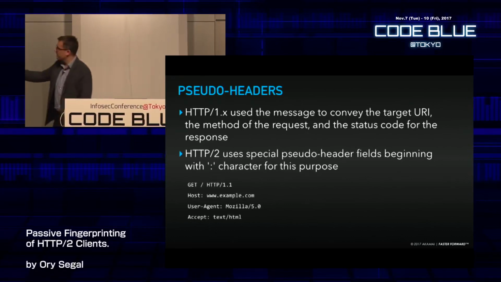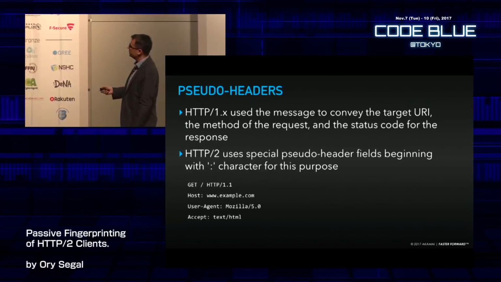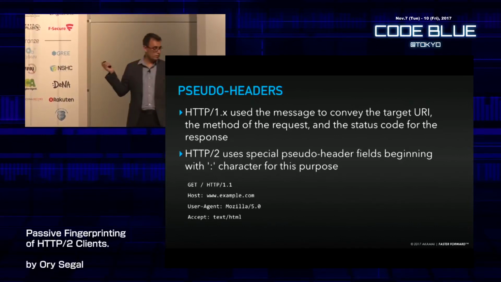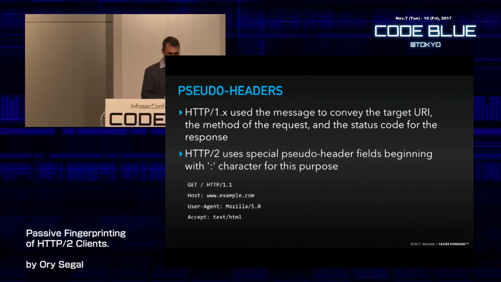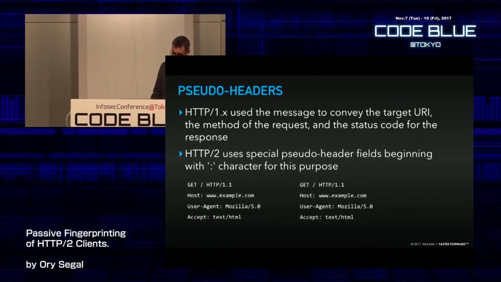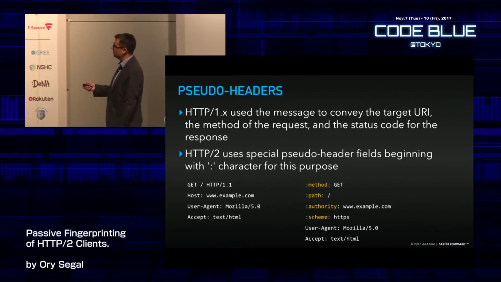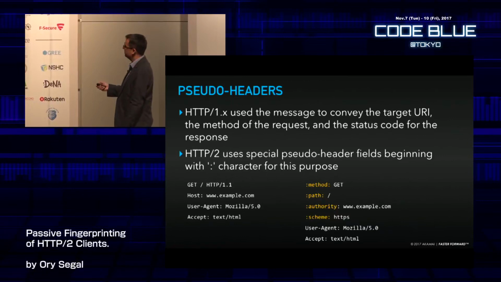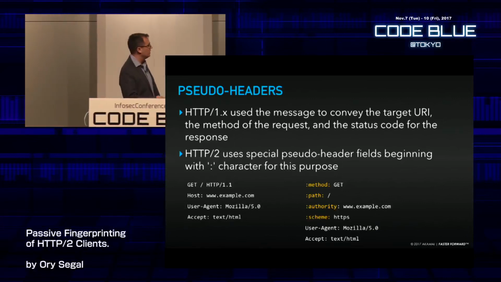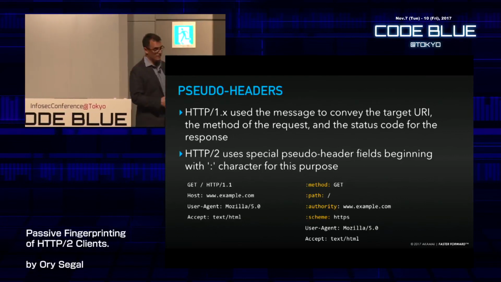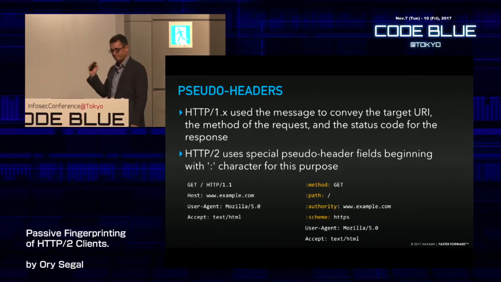So again, I hope you're all familiar with this simple example. This is a GET / with HTTP/1 to example.com. How would that look with pseudo headers in HTTP/2? Like this. There's no request line. There's the method, the colon path, the authority, that's basically host, and the scheme. And then the rest of the headers, which don't include the colon in the beginning.